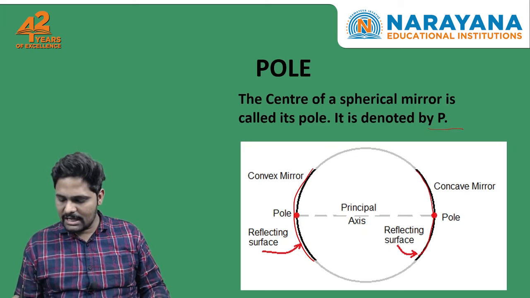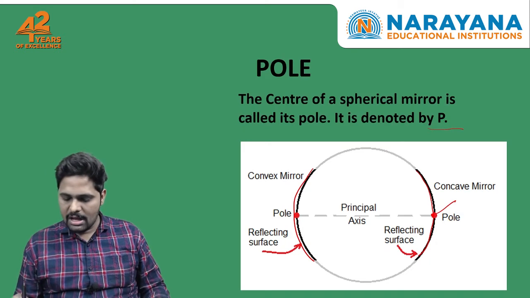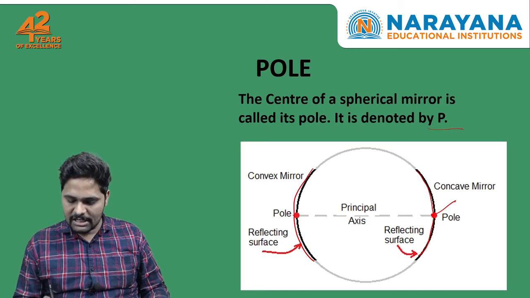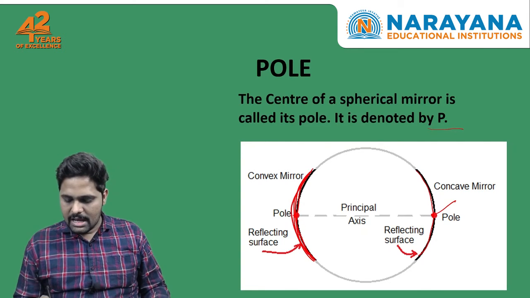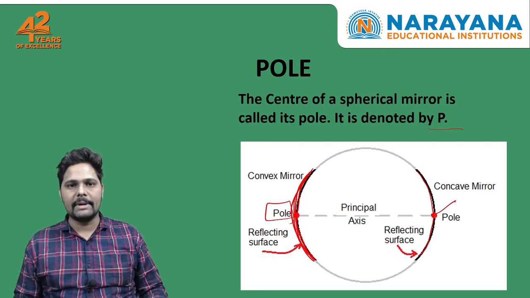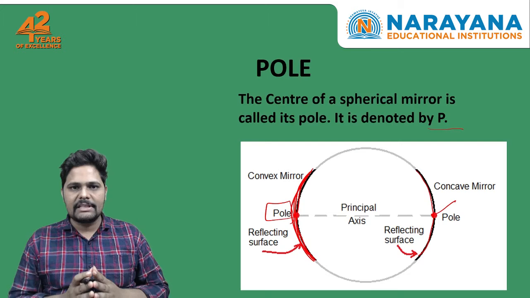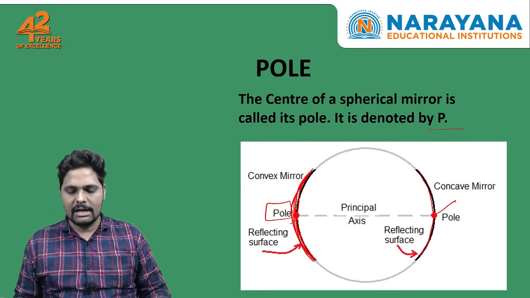For this concave mirror, the center of that mirror is called its pole. For this convex mirror, the center of the reflecting surface is called the pole of this particular mirror. So pole is the center of the mirror, which is denoted by the letter P. That's about pole.